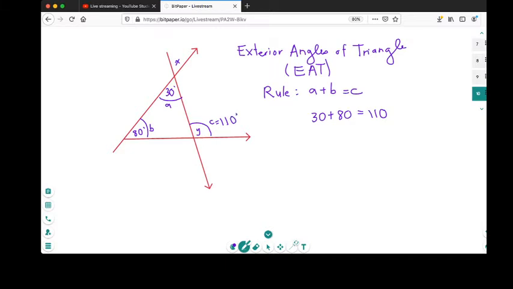And then using another rule, the opposite rule, we can solve for this x, because if this is 30, then this also is going to be 30. Okay. All right. So let us keep on trucking, keep on rolling.